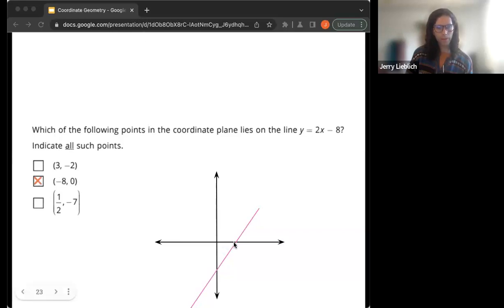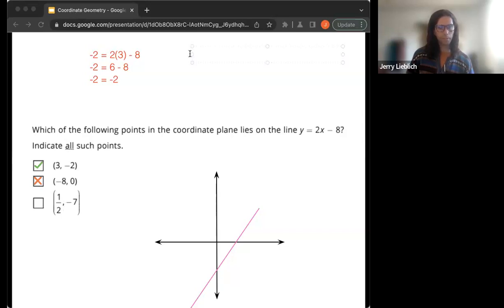Now, what about 3 comma negative 2? I mean, maybe, I can't tell from my sketch. Or 1/2 negative 7. It's in sort of the right area. In this case, I'm just going to have to plug things in. So let's check 3 negative 2. Negative 2 equals 2 times 3 minus 8. And that works. Because that lines up, that means that's in the line, and that's good.